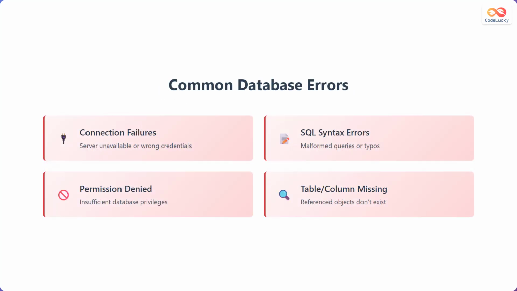Let's look at some common database errors. The first one is connection failures, which occur when the server is unavailable or when you have incorrect credentials. Next, we have SQL syntax errors, which result from malformed queries or typos. Following that are permission-denied errors caused by insufficient database privileges. Finally, we encounter table or column missing errors, which happen when referenced objects do not exist.